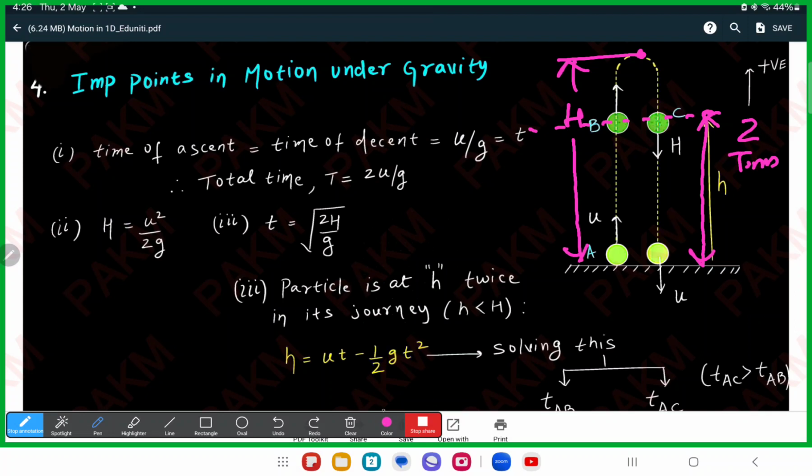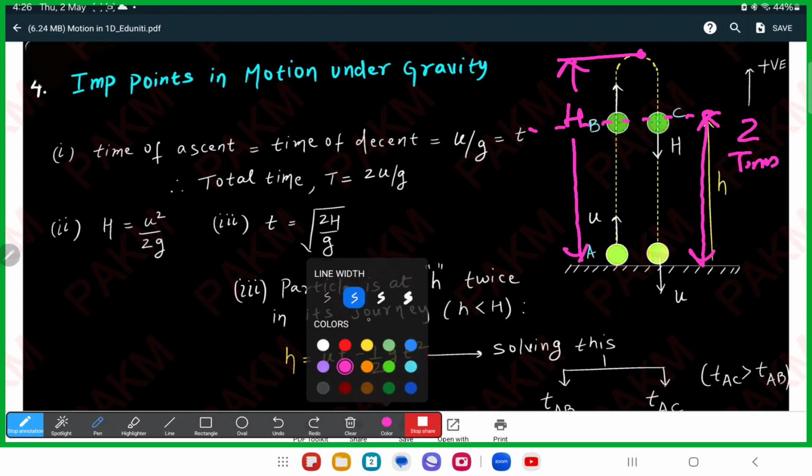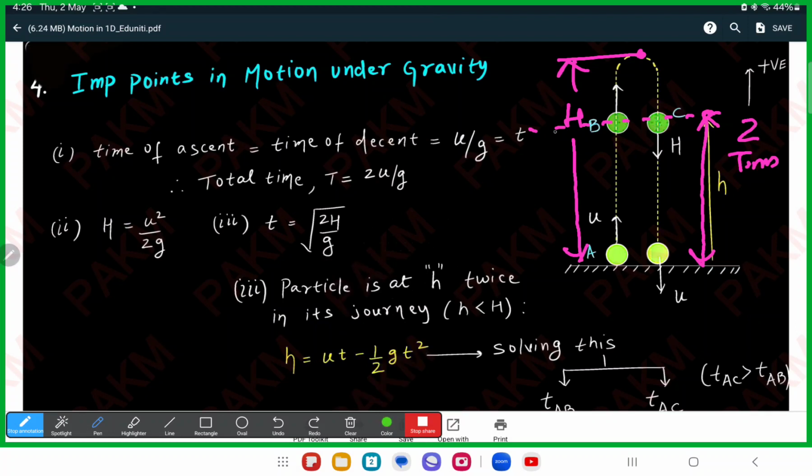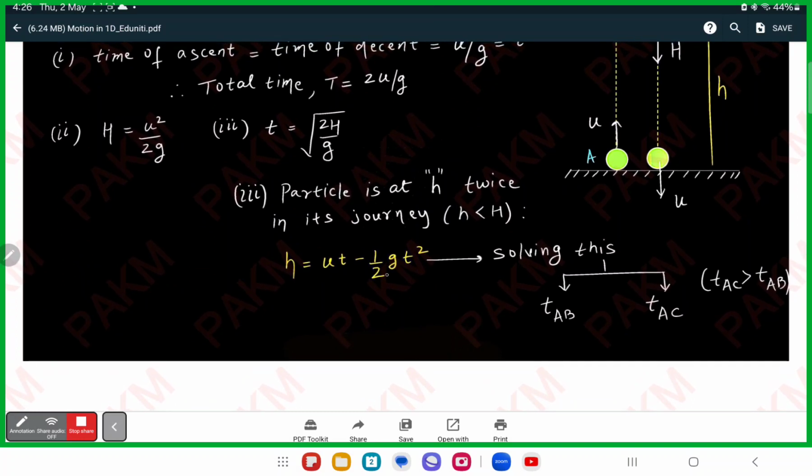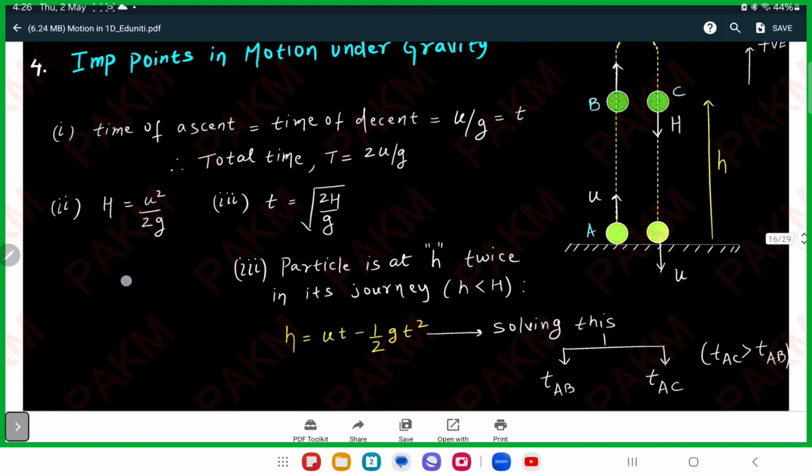Here you can see, the first time it will travel once it is moving up, and the second time it will travel once it is moving down. So that's why it is written that for the particle, small h will be twice. Now after solving h = ut + ½at², there are two time intervals.